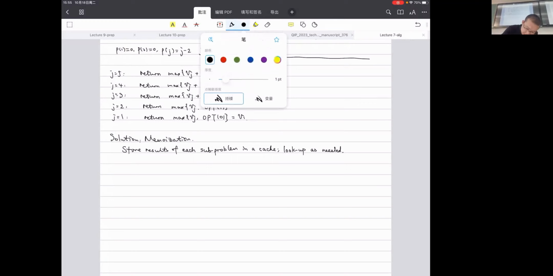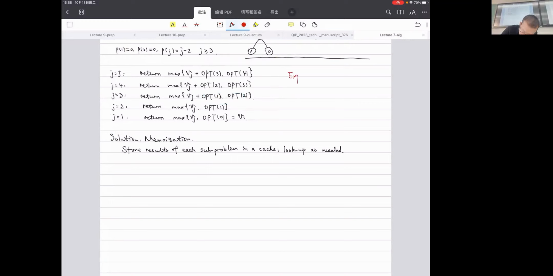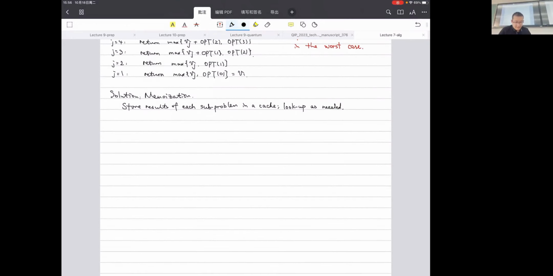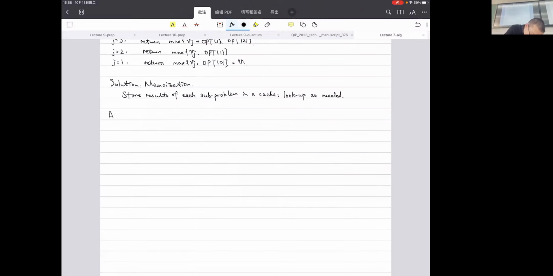If we don't do this, we mark this as exponential time in the worst case. So we definitely don't want this to happen. In general, we want to utilize a trick called memoization, where we store the result of each subproblem in a cache. So what do I mean by that? Let's take a close look at this algorithm.